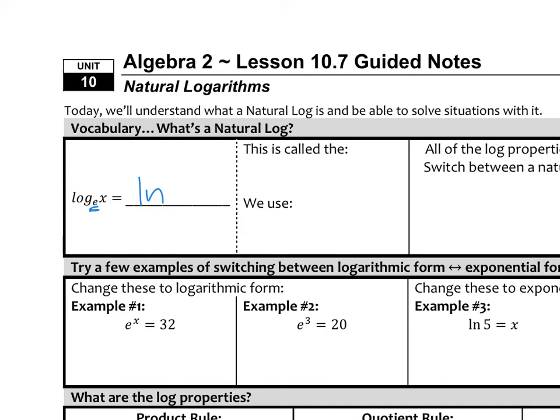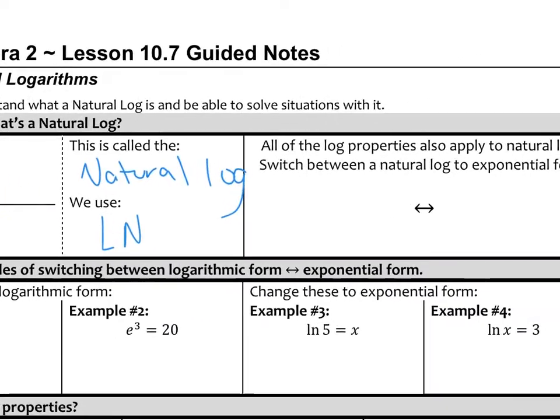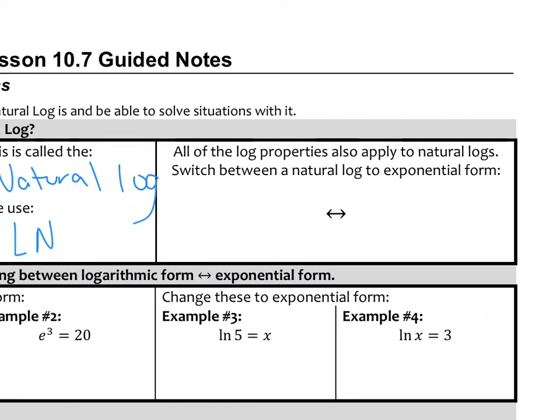We use ln. So if you look on your calculators, usually right under the log button, there's going to be an ln button. That is for natural log. So again, every property that applied to our logs is going to be applied to our natural logs when it comes to switching back and forth between exponential form and natural log form.